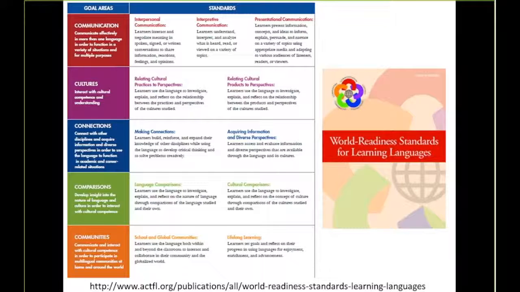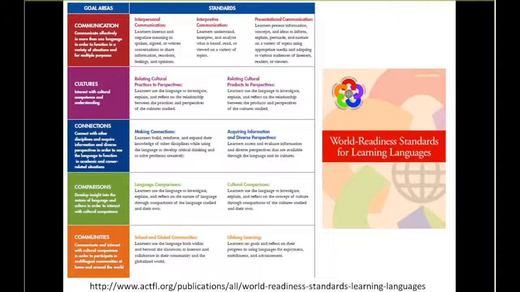First of all, for language educators, first and foremost, we want to align our outcomes with the ACTFL World Readiness Standards. They just published this book, World Readiness Standards, I think this year, that you can take a look at. It has standards in different languages. And you may already be very familiar with these five standards: communication, culture, connections, comparisons, and communities.